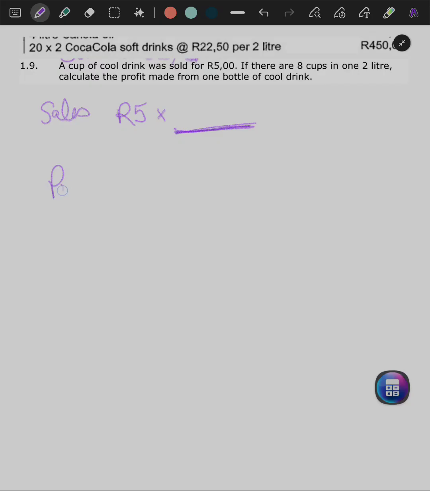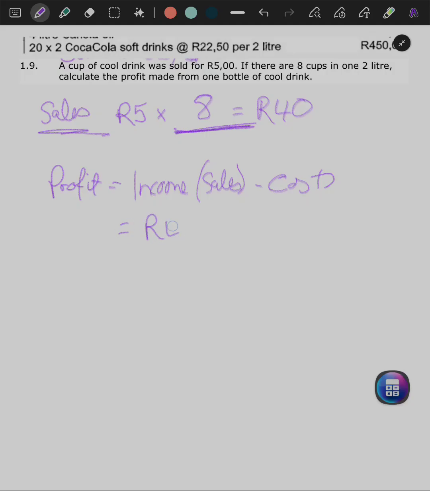So let us remember that profit is always going to be our income or our sales minus our costs, or our expenses. So we need to work out each of those. Firstly, we need to work out the income and then the cost. So the income or the sales we know here was 5 Rand times by how many cups? They want you to know for a 2-liter, so 5 Rand times 8 cups, because they tell us that, is 40 Rand. Then I'm going to just fill that in there, 40 Rand.